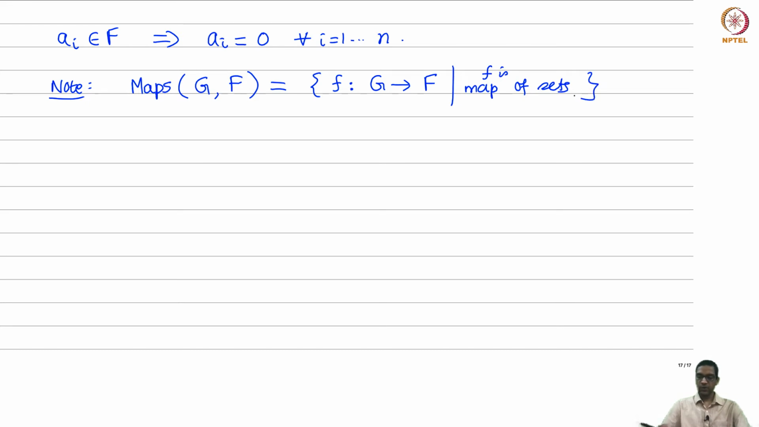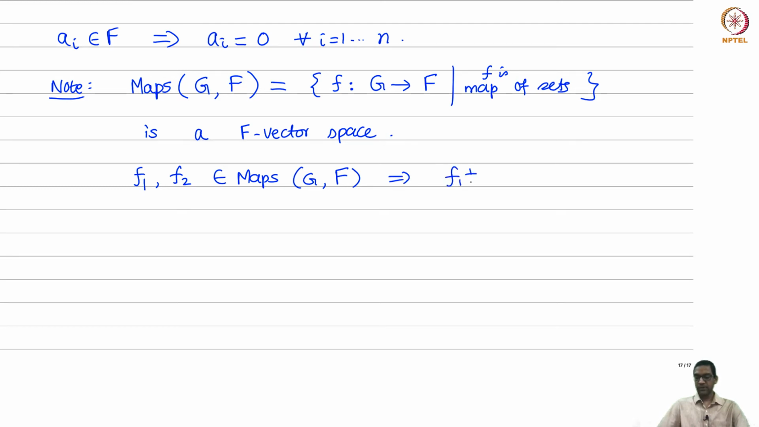So this collection of all maps is in fact a vector space over F, an F vector space. What I mean is I have a notion of addition and scalar multiplication which satisfies the axioms. How do you add two maps? Well, you just add them pointwise. If I have f1 and f2, which are both maps, in fact, I don't even need G to be a group for all this. Any set will do. Then I define f1 plus f2 pointwise to be just this.